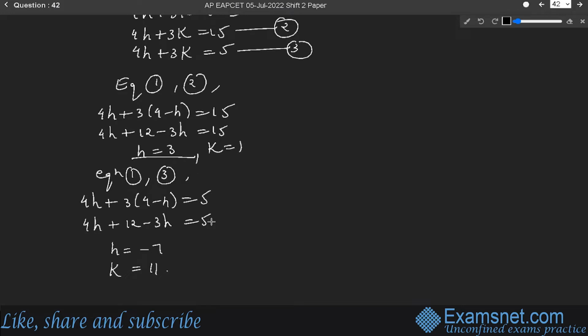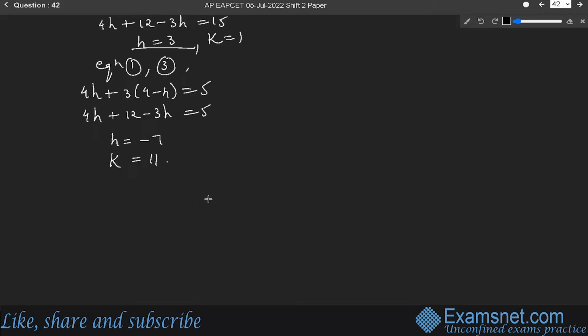So we have 2 points now, and the 2 points are (3, 1) and (minus 7, 11). We have to find the distance between these points.